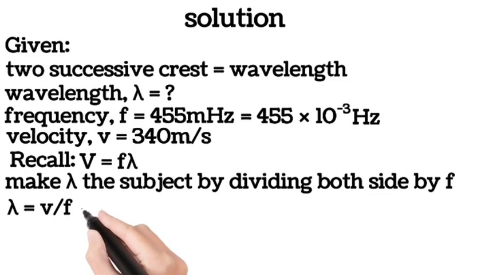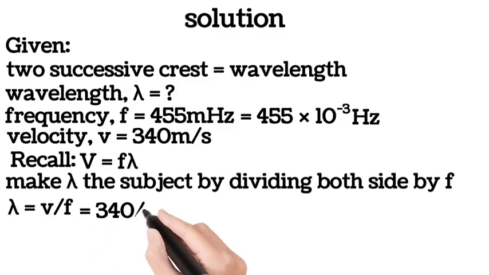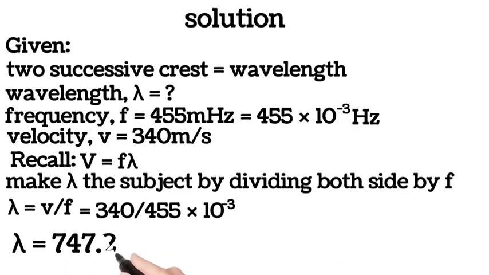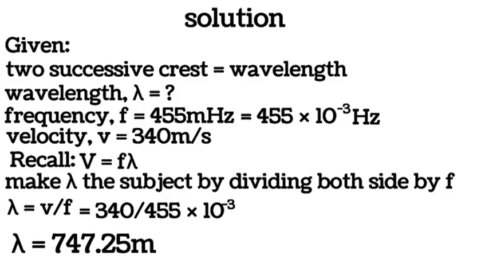Now let's substitute our values. For V we have 340, and for F we have 455 times 10 raised to the power of minus 3. So we have lambda equals V over F, which is 340 divided by 455 times 10 raised to the power of minus 3. And if you solve correctly, this will give us 747.25. And we said wavelength is measured in meters, so we include our units, meters. So the answer to this question is 747.25 meters.